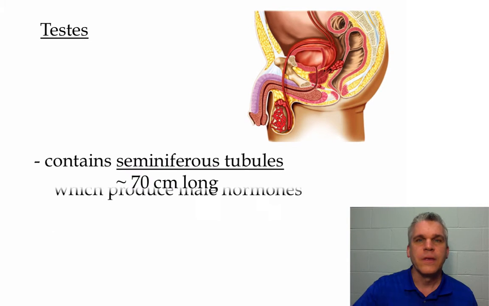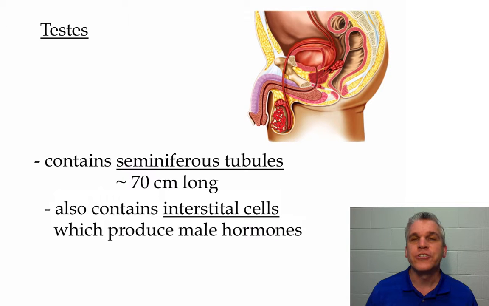And again, the main function of these seminiferous tubules is this is the place where the sperm cells are being made. The testes also contain interstitial cells. Now, these are the cells that are outside the seminiferous tubules that will produce the male hormones. In particular, we'll talk about testosterone.